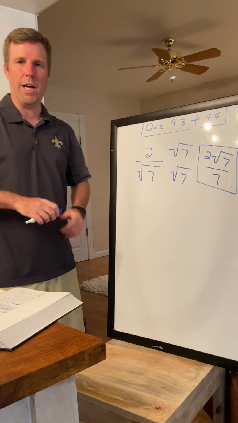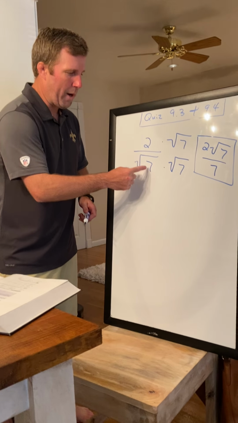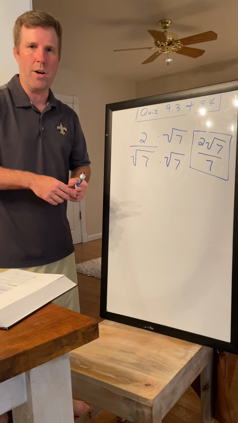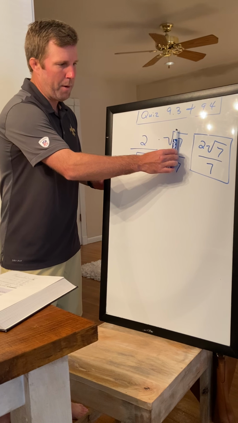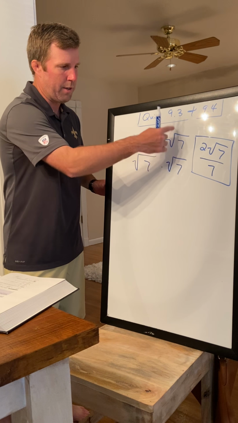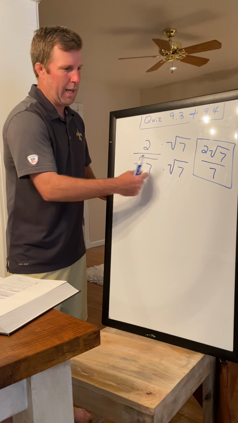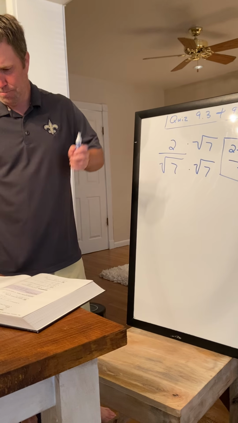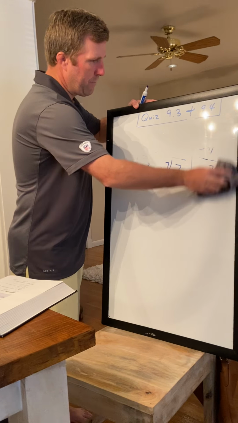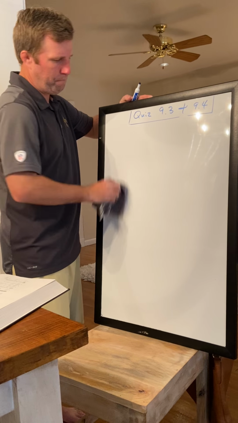So remember, rationalizing the denominator means we have to get the radical out of the denominator. How do we do it? We multiply basically by 1. Square root of 7 over square root of 7 is 1. But that allows us to get rid of the radical. Okay? A couple more examples.